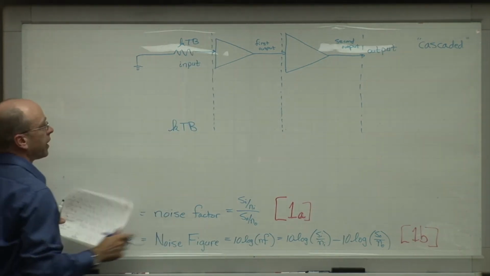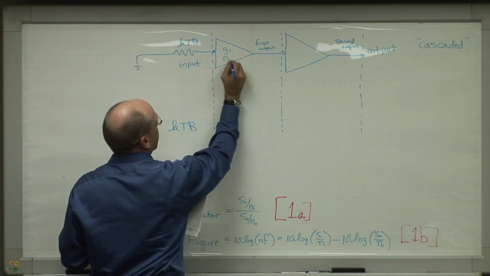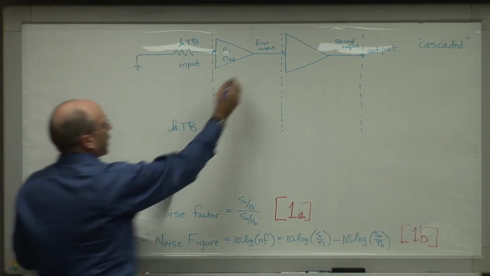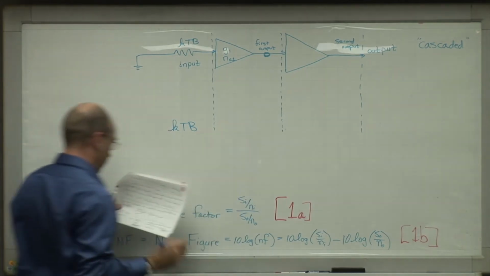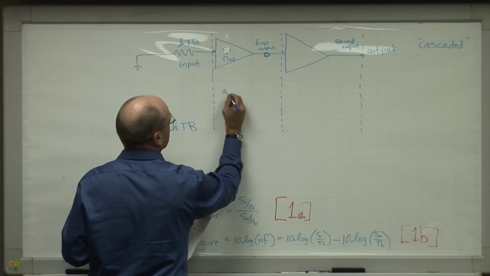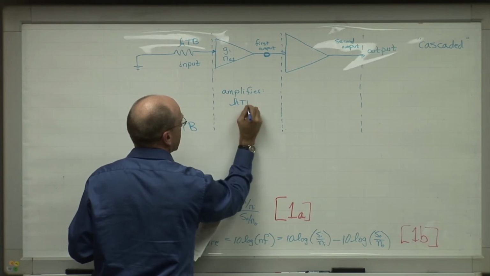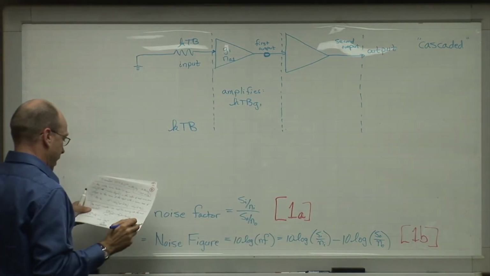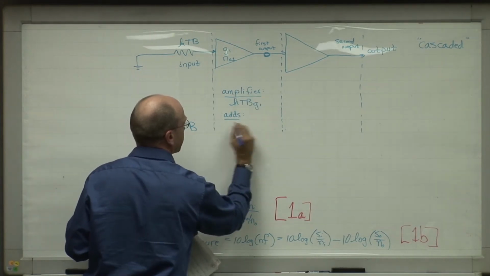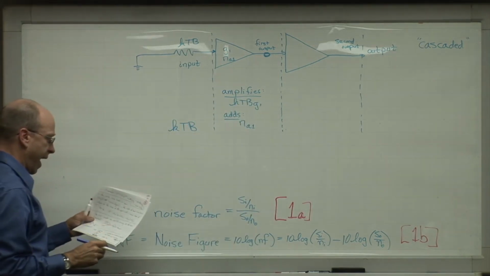Now, when it goes into this amplifier, which has a gain characteristic G1 and an additive noise characteristic N_A1, what are we going to produce at the output? Well, it's going to amplify the input kTB by this factor G1. So it amplifies, we get kTB G1, and then it adds a quantity N_A1.